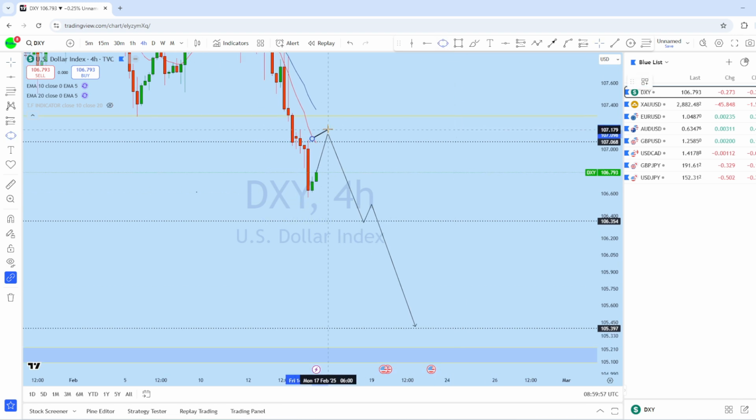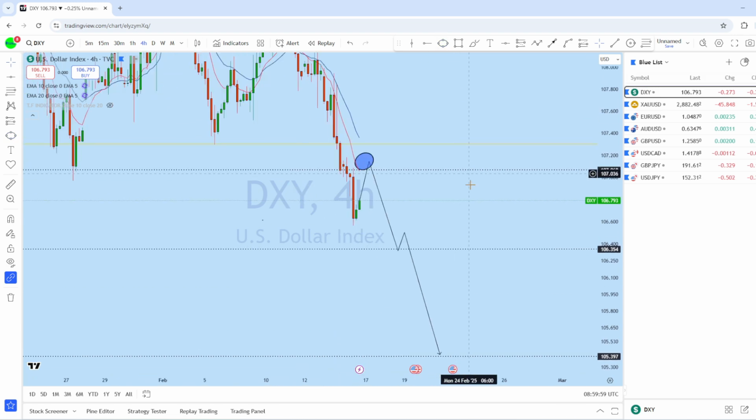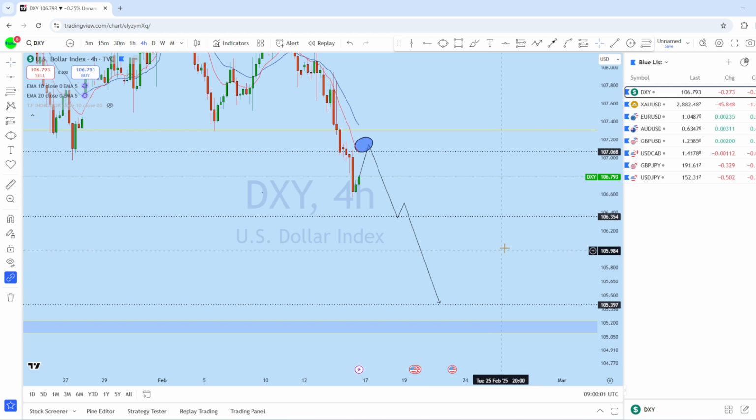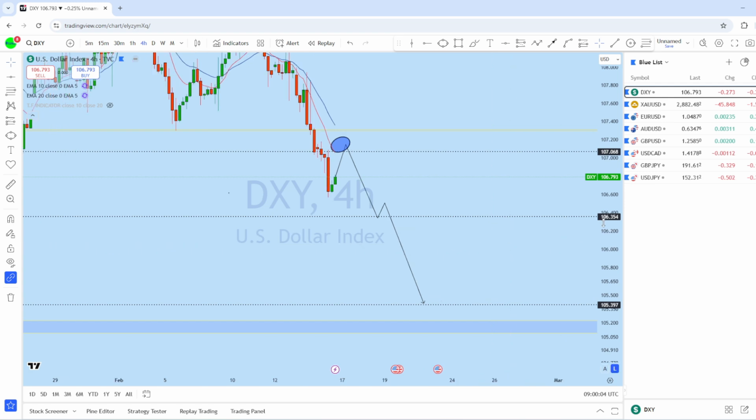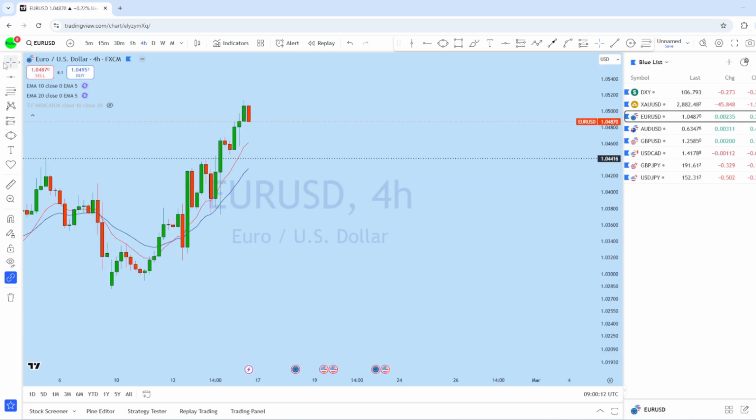Therefore, as soon as we find a suitable entry along this area on DXY, we will be looking for a selling opportunity. Based on that DXY, we can look for other instruments such as the euro dollar, AUD USD, and GBP USD to be predicted in a mirror fashion.